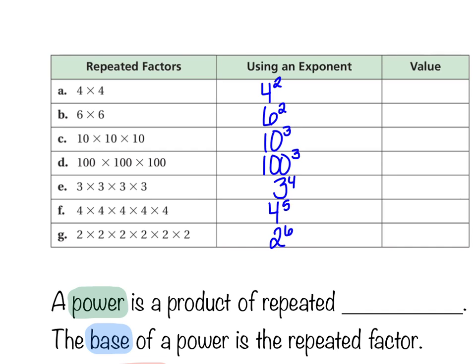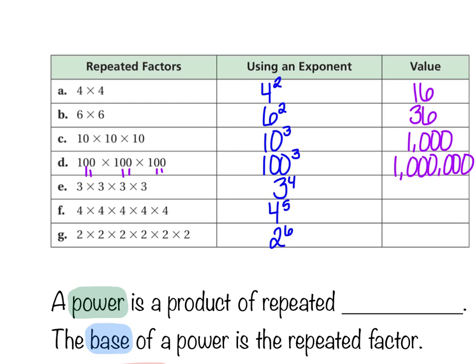Now, to find the values of these, we just have to think of multiplication. 4 times 4 is 16. And 6 times 6 is 36. And 10 times 10 is 100, times another 10, just add another 0, is 1,000. And 100 times 100 times 100, you can see we have got 1, 2, 3, 4, 5, 6 zeros. It's going to be a 1 followed by 6 zeros, which is 1,000,000.